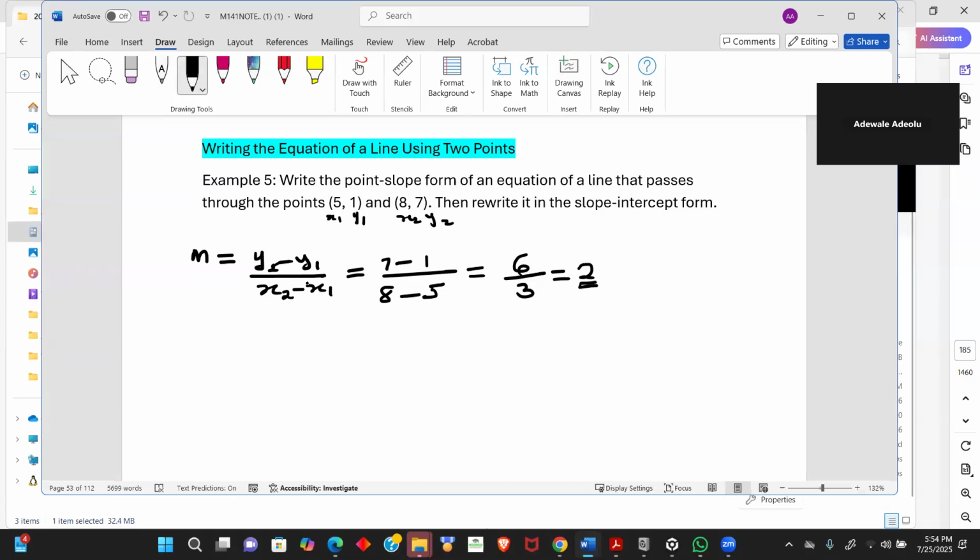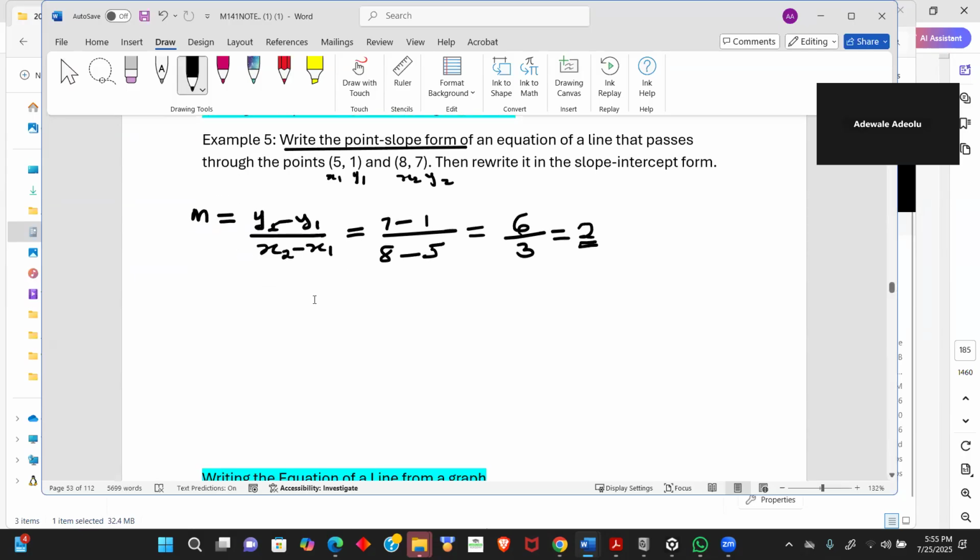Now, how do we write it? We want to write it in point slope form. If I want to write the equation of a line in point slope form, what do I need? I need a point and I need a slope. Here I have 2 points. Which one should I take? Any one. You can take any one. It will work. So for this example, I will pick the first one, 5, 1, and the slope is 2.